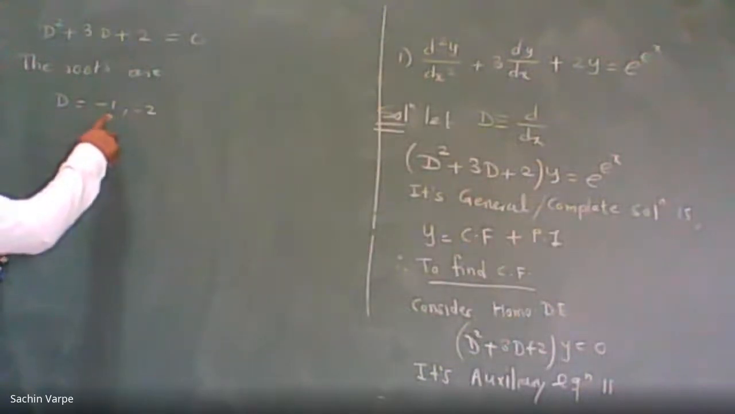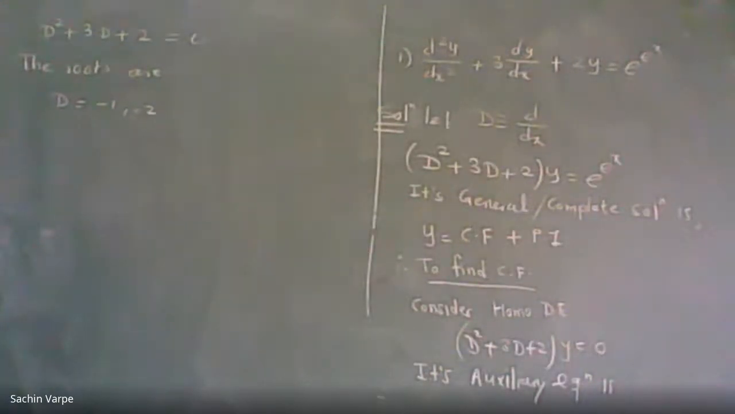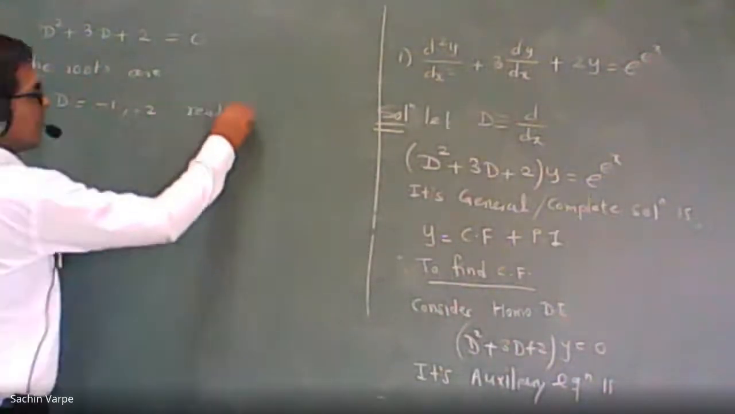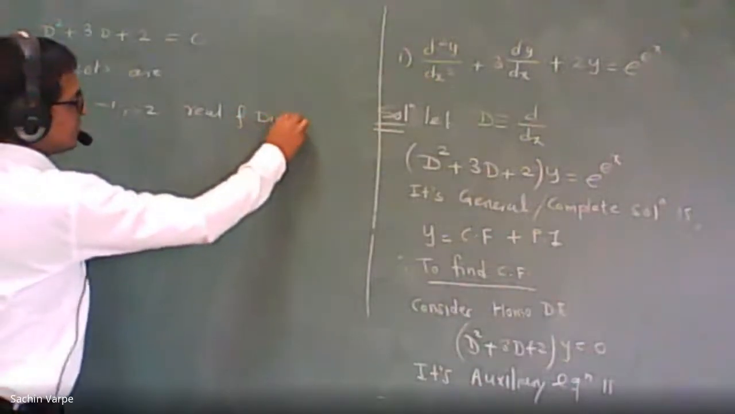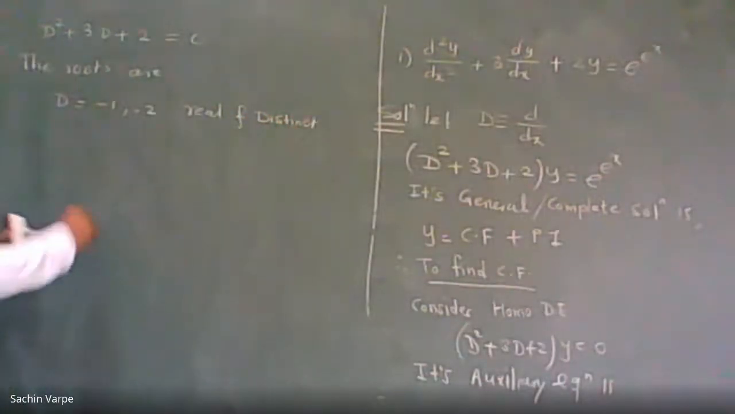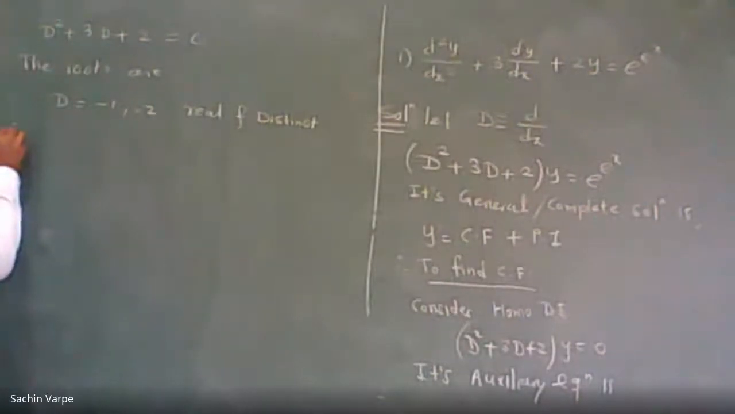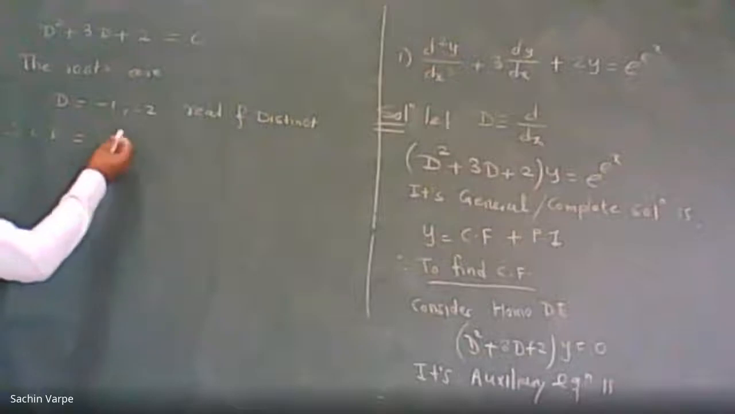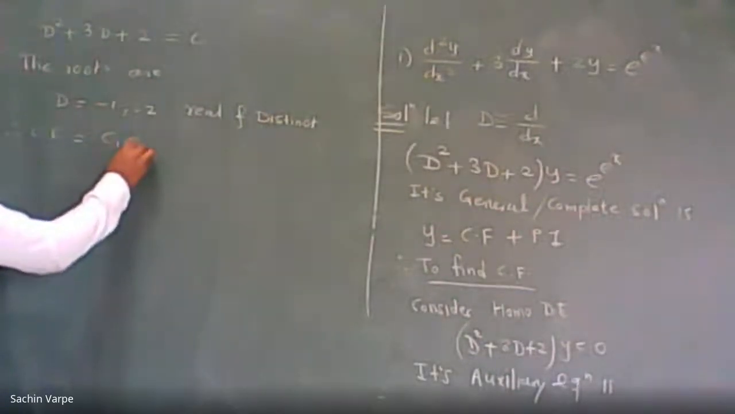So the roots are real and distinct, right? With these roots, we know the formula to find the complementary function. CF is equal to, directly apply the formula, C1 e to the power m1 x.